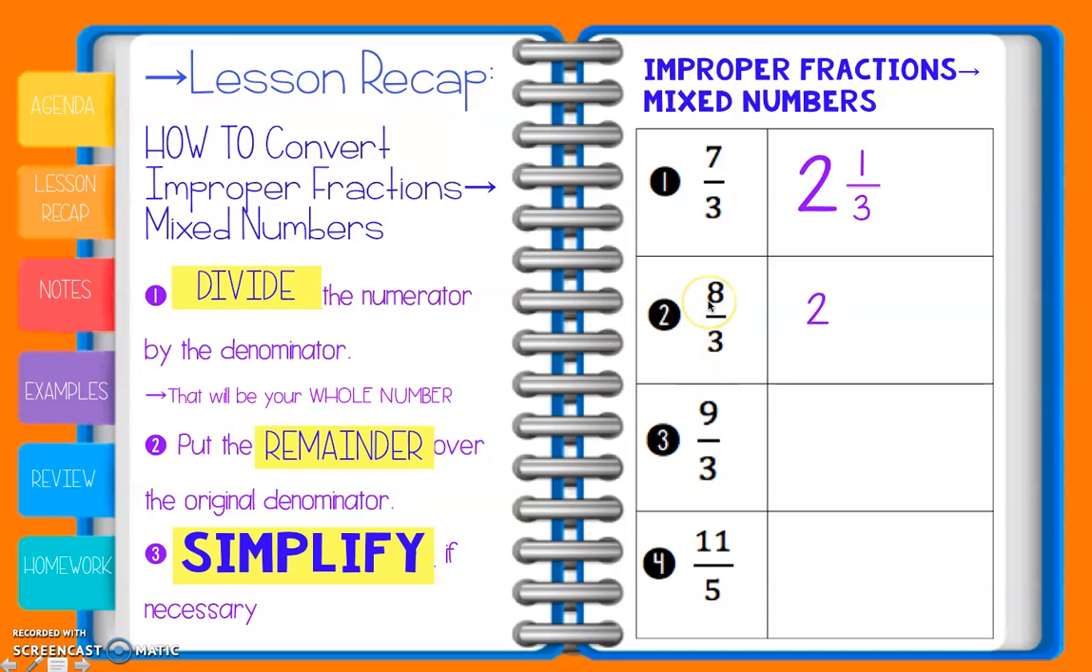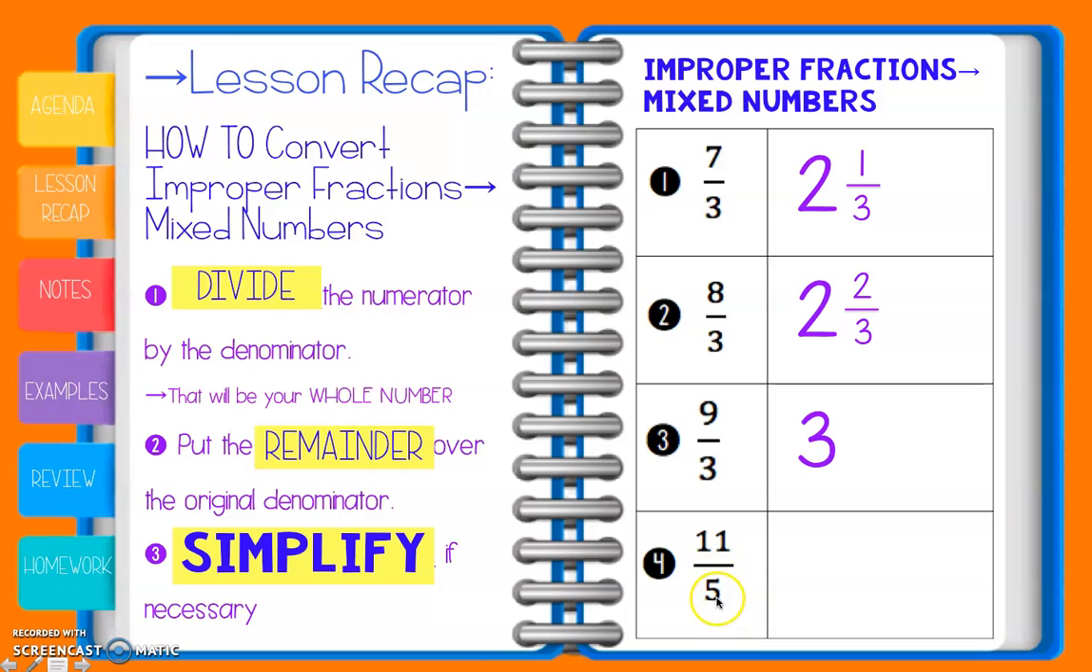3 goes into 8 2 whole times with 2 left over, so that becomes our numerator, over our original denominator of 3. 2/3 can't be simplified, so our final mixed number is 2 2/3. So for number 3, 3 goes into 9 3 whole times. Now there is absolutely nothing left over, so there's no fractional piece on this one. It's just the whole number 3.